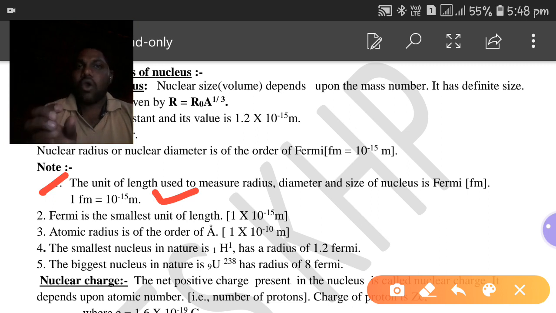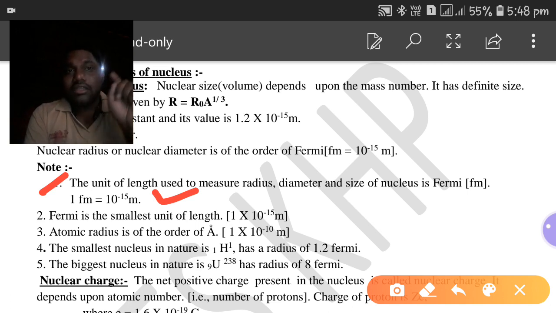The nuclear radius is very small. It is in the order of Fermi, that means 10 to the power minus 15 meter. 1 Fermi is equal to 10 to the power minus 15 meter, and this Fermi is the smallest unit of length. In the second note, they have expressed that Fermi is the smallest unit of length, and 1 Fermi is equal to 1 into 10 to the power minus 15 meter.